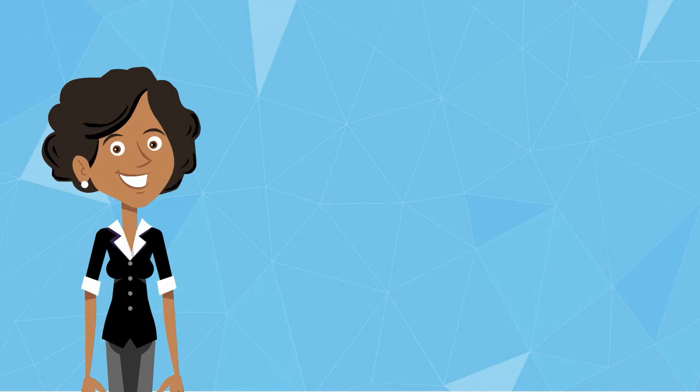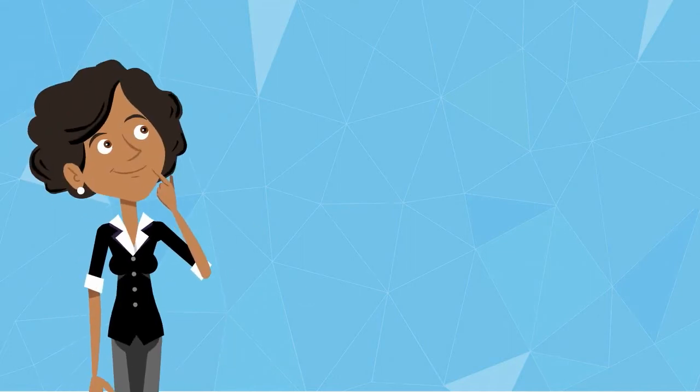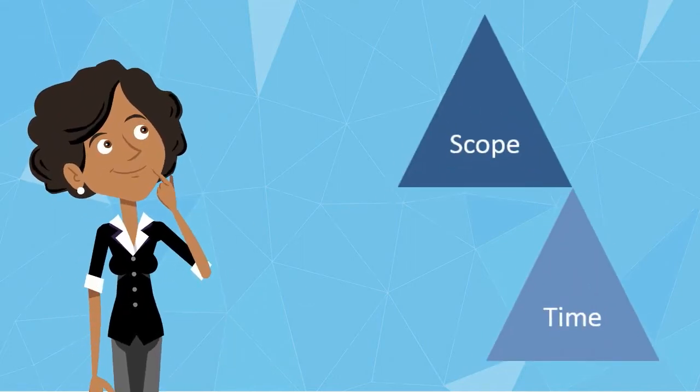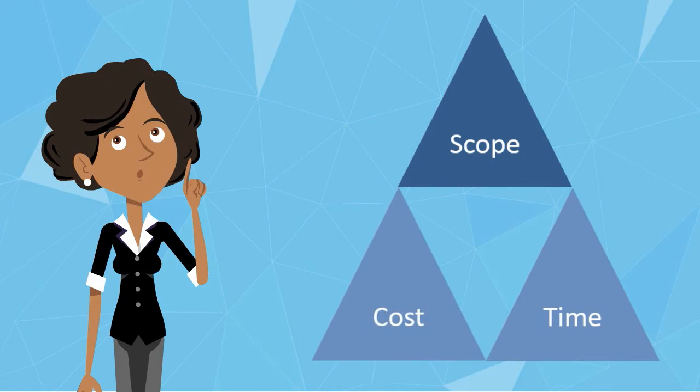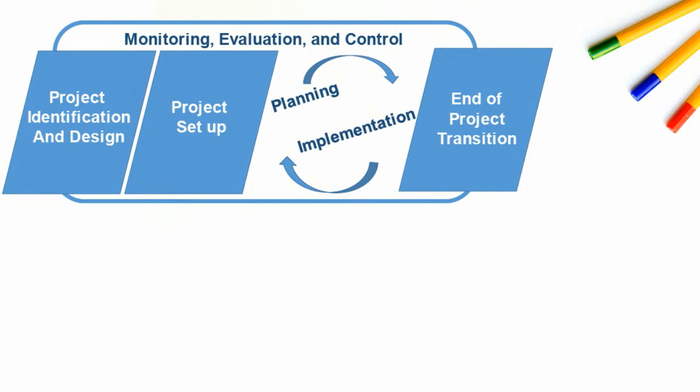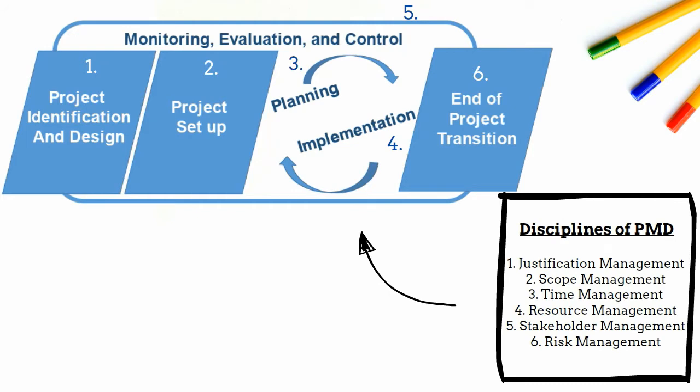This is your job as a project manager, to deliver your project on time, on scope, and on budget within an environment that is full of risk. The PMD Pro curriculum provides you with a framework to understand your job better. It organizes all the work of a project into 6 phases and introduces 6 disciplines that permeate throughout the project lifecycle.